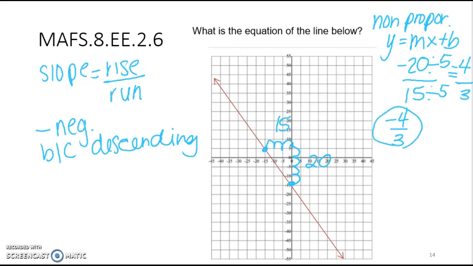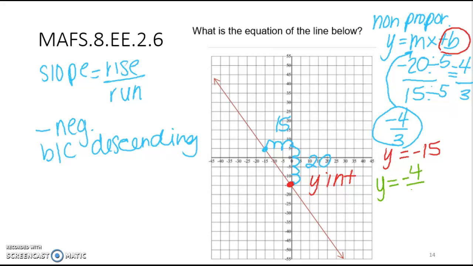And remember, when we're writing an equation, this slope is going to go in for m. But when we have a non-proportional, we also need to identify b. And b is that y-intercept. So that y-intercept is negative 15. So I'm going to put those two pieces of information together and write my equation. So y is equal to negative 4/3 x minus 15. Let me be a little bit more specific right here. Y-intercept is negative 15. So that is my equation.